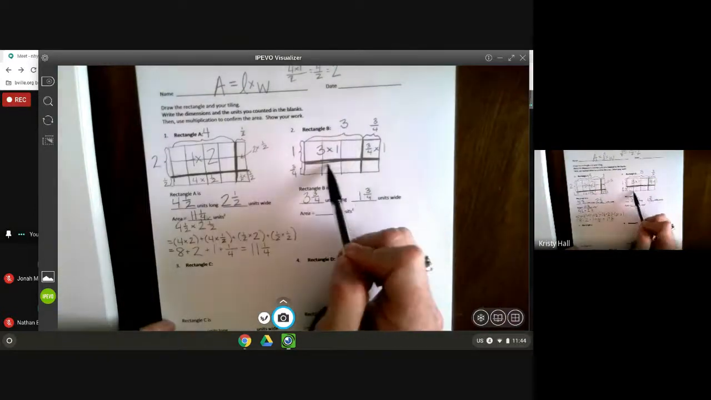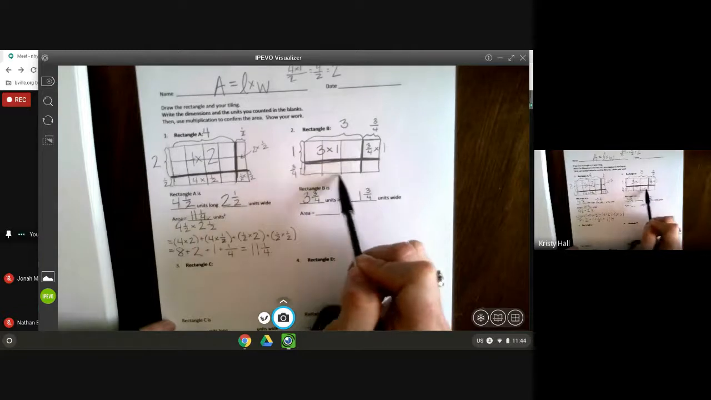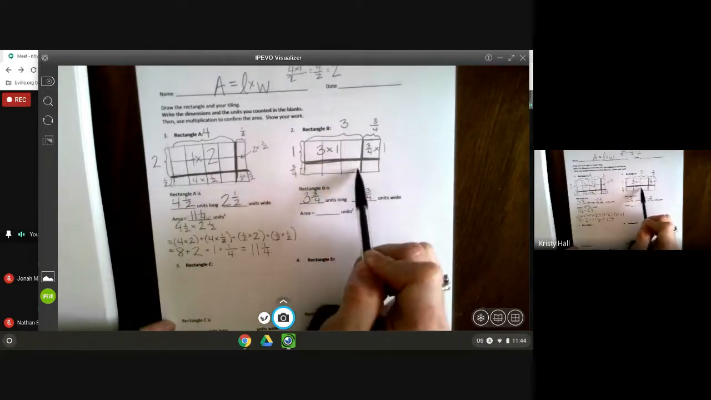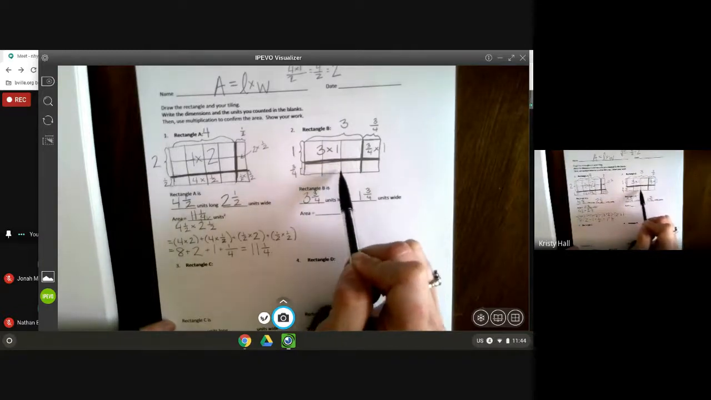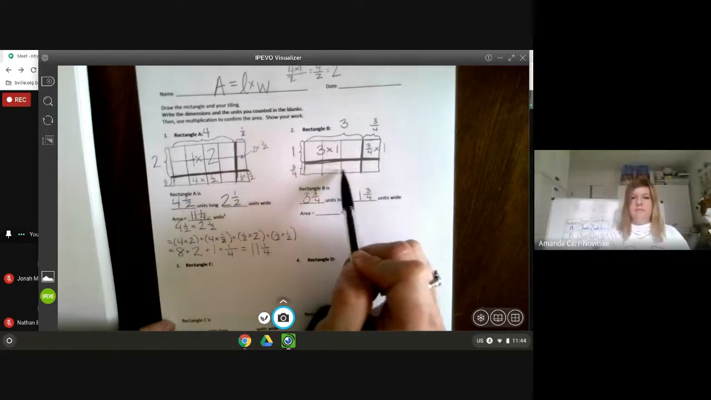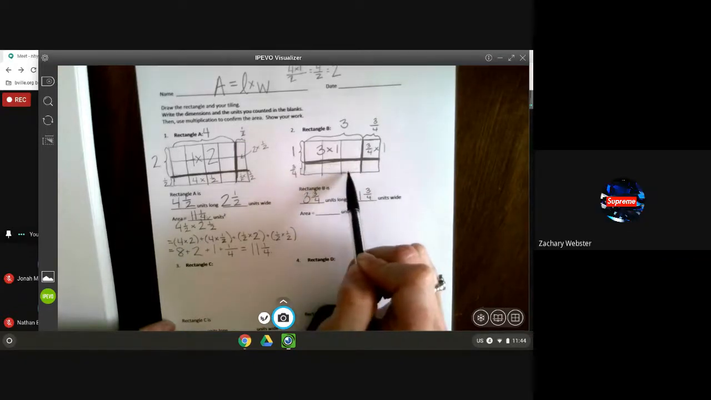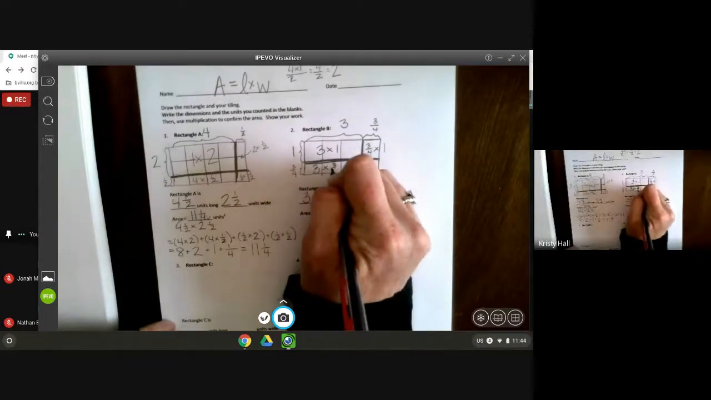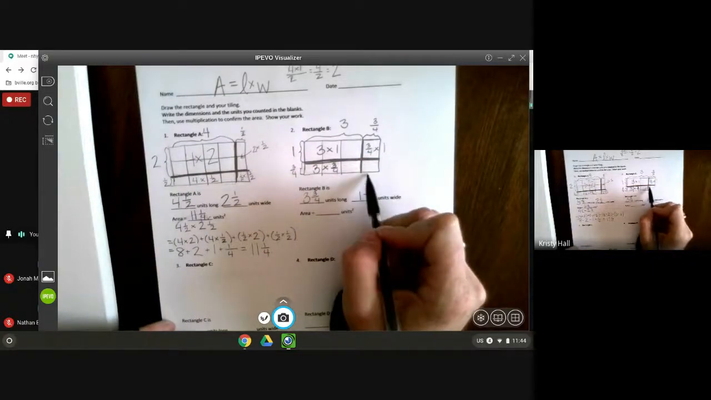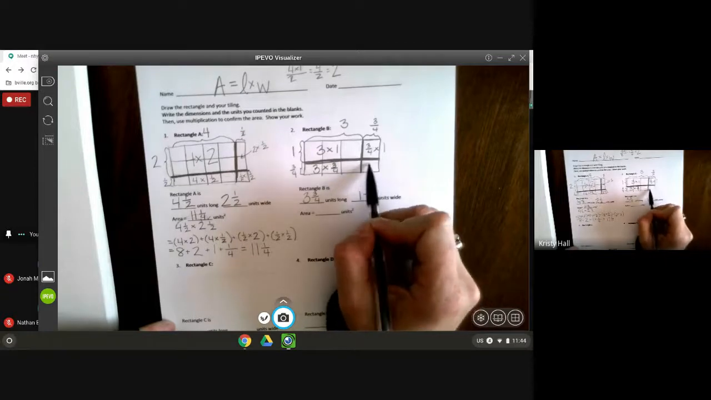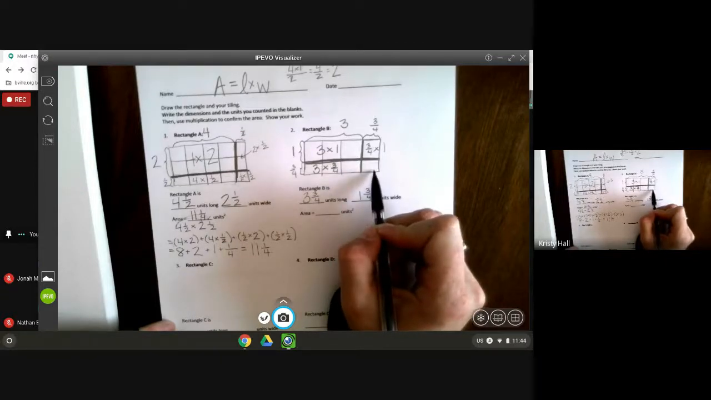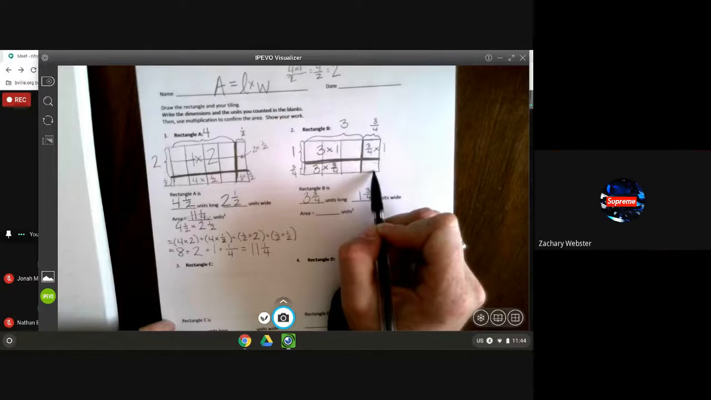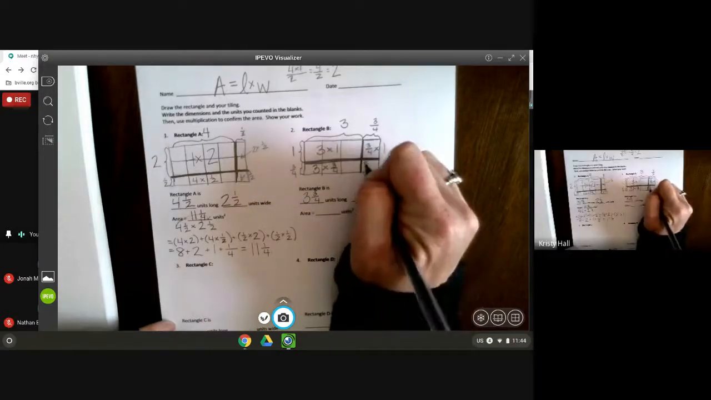Can somebody help me figure out what I need to multiply to find the area of this part? 3/4 times 3. Perfect. And what about this last one? 3/4 times 3/4. Great job.